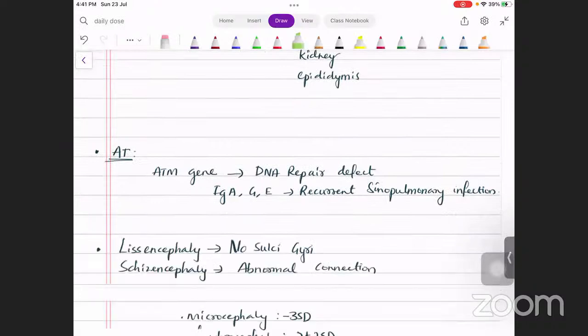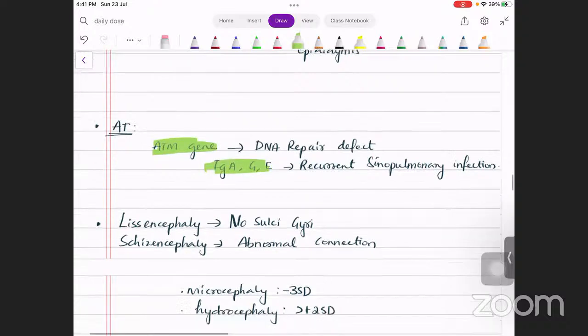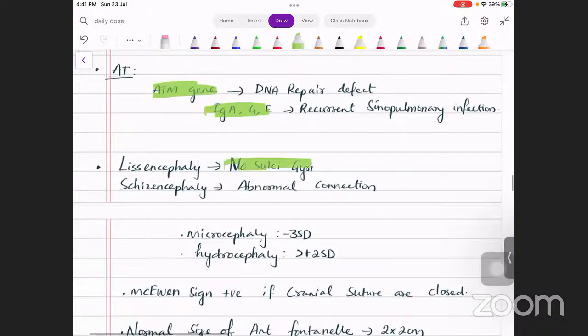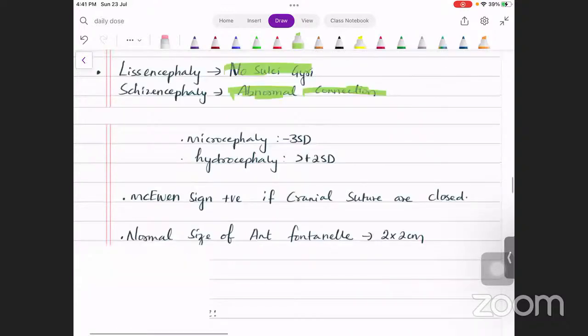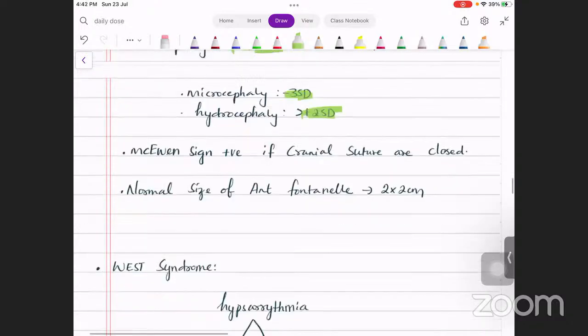Then apart from that, you have ataxia telangiectasia, ATM gene defect, where low IgA, IgG, and IgE can cause recurrent sinopulmonary infection. Then lissencephaly: no sulci or gyri. Schizencephaly: abnormal connection. Microcephaly: head circumference less than -3 standard deviation. If it is more than +2 standard deviation, that is hydrocephalus, where you may see Macewen sign if the cranial suture is closed. Normal size of the anterior fontanelle would be 2 by 2 centimeters.